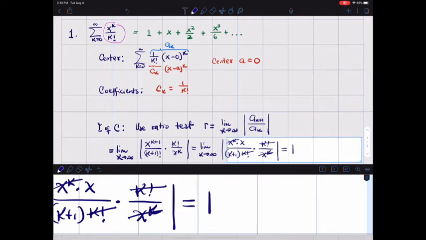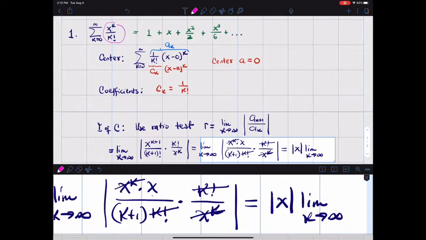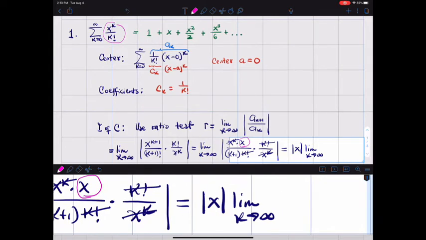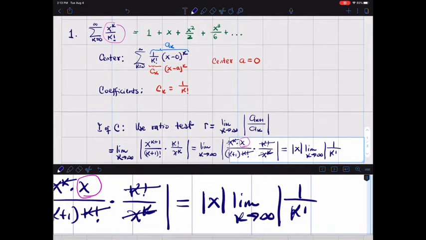And then we can factor out the absolute value of x and then have the limit as k goes to infinity. So why am I factoring out the absolute value of x? Because the limit is in terms of k, so this x can just be treated as a constant. So I'm factoring out the absolute value of x since everything is in an absolute value. So with this done, I'll be left with 1 over k plus 1. So this whole limit is the absolute value of x times the limit, and this limit is 0 as k goes to infinity. So we just have 0.